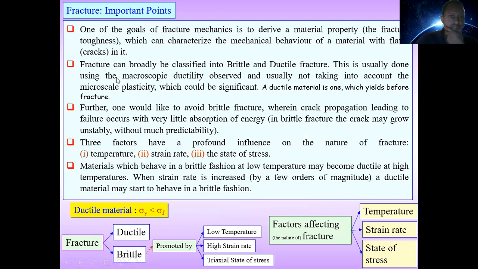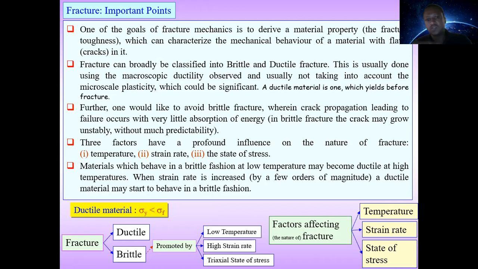Important points in fracture. One of the goals of fracture mechanics is to derive the material property, the fracture toughness, which can characterize the mechanical behavior of the material with flaws or cracks in it. Fracture can broadly be classified into brittle and ductile fracture. This is usually done using the macroscopic ductility observed and usually not taking into account the microscopic plasticity, which should be significant. So a ductile material is one which yields before fracture.